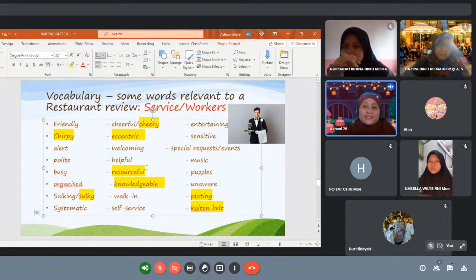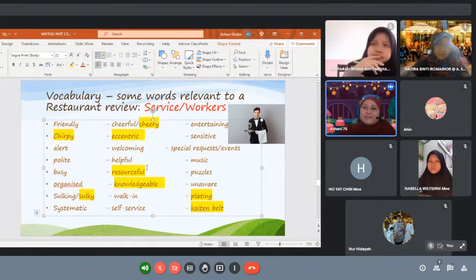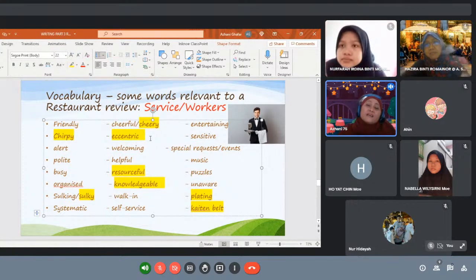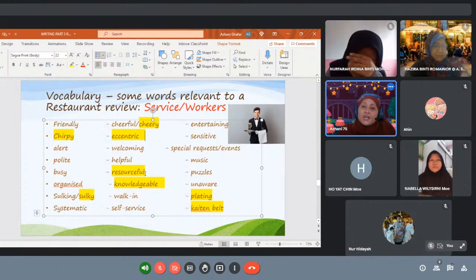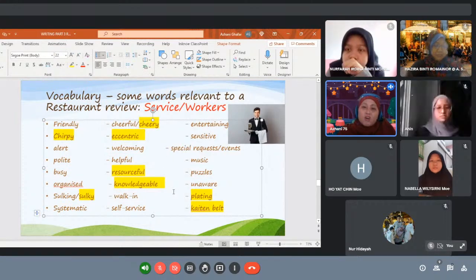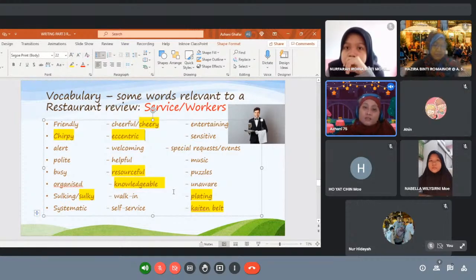From the normal type of people. Okay, it is not necessarily good or bad, or positive or negative. Okay, resourceful. So that means the worker or the people at the restaurant can think quickly in order to help you. Maybe they are lacking something, they can replace it with something else and so on quickly.